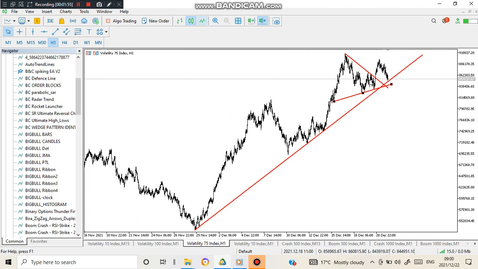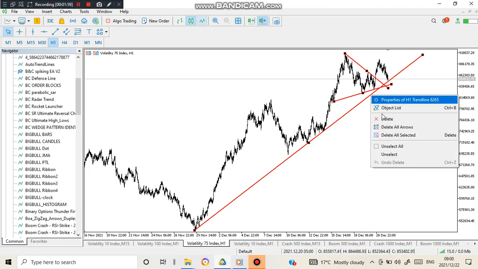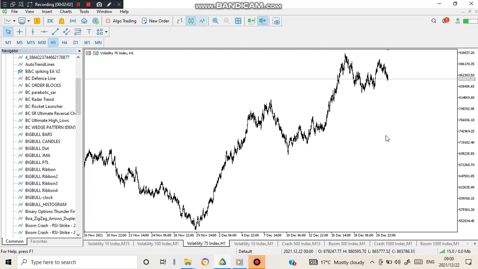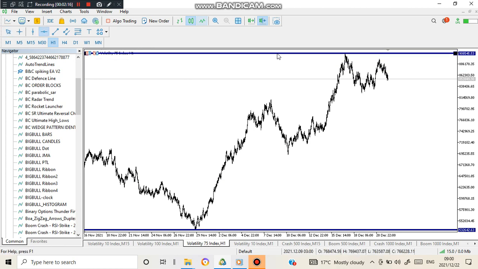Now let me just remove all of this stuff, since I showed you guys what the market is doing at the moment, and show you what we can expect. The first thing we're going to do when we look at volatility 75 is find all our key levels. Now this is our major support. Now we're going to go to our major resistance, which is this one at the top.